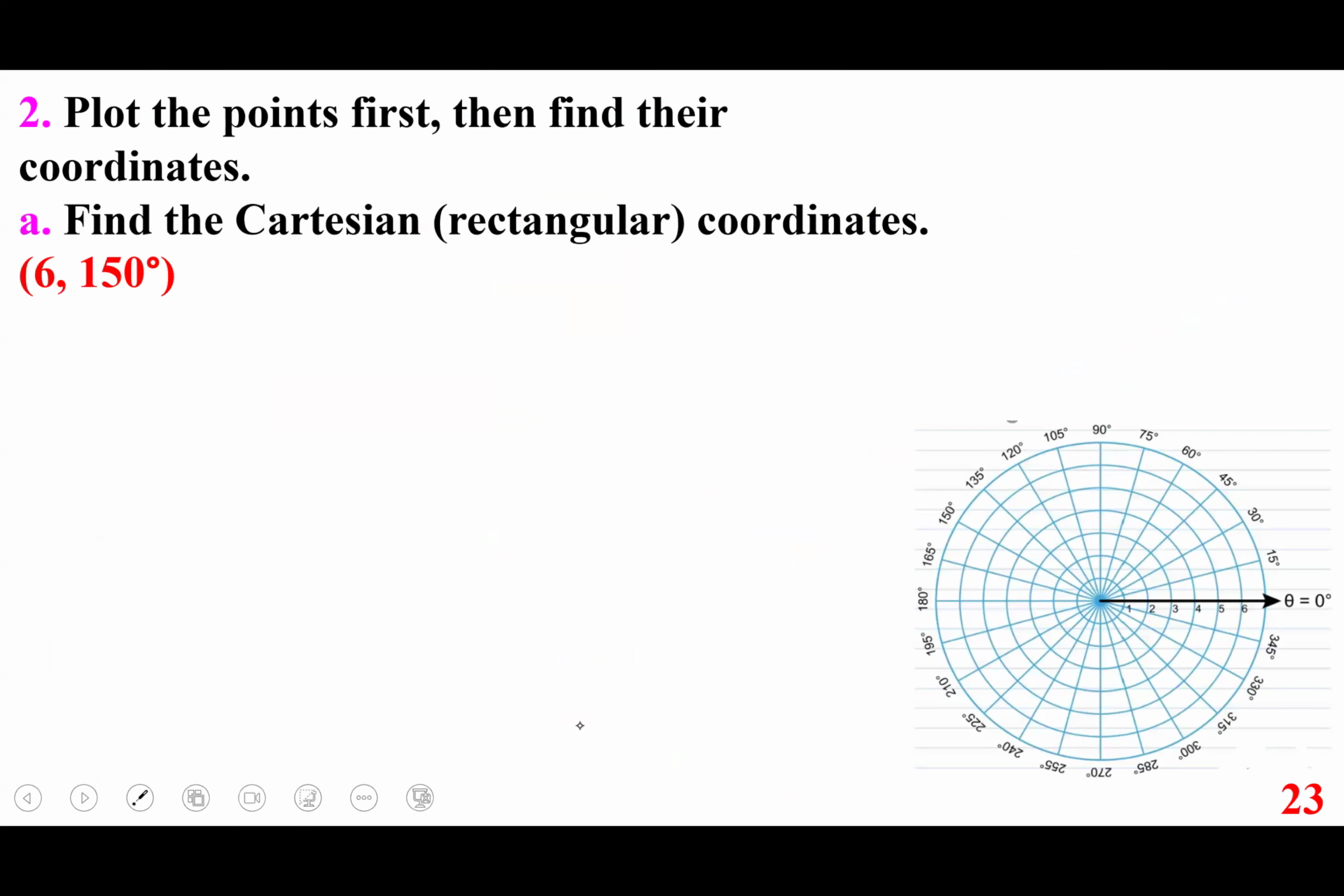Plot the points first, then find their coordinates. Find the Cartesian or rectangular coordinate for (6, 150°). Okay. So this is 150 degrees, puts us in the second quadrant, and we're going to go 1, 2, 3, 4, 5, 6 tick marks, okay? Or 6 circles, if you will, because each circle represents 1.